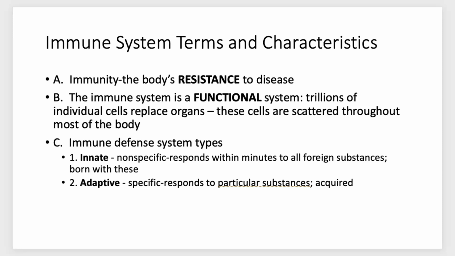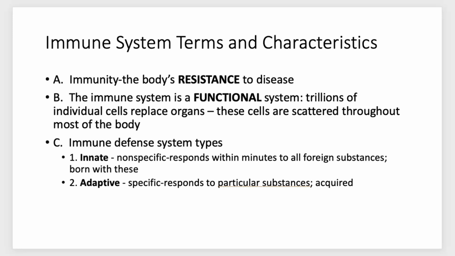We define immunity as the body's resistance to disease. So how resilient are we to disease and infection? The immune system is described as a functional system in the sense that it's trillions of individual cells, and these cells are scattered throughout our body.